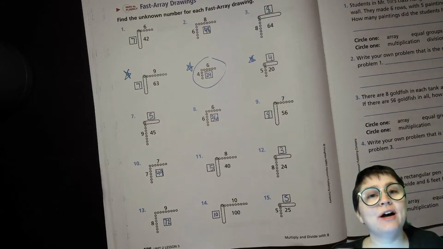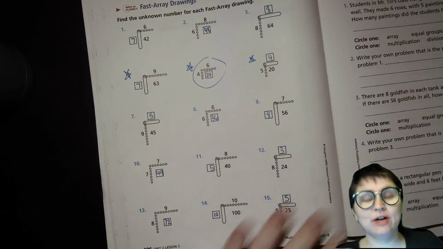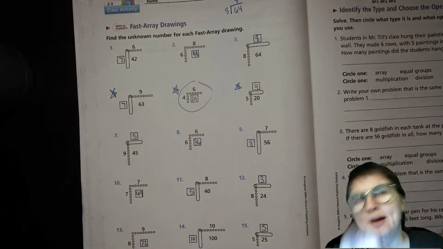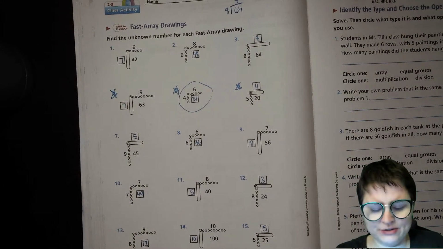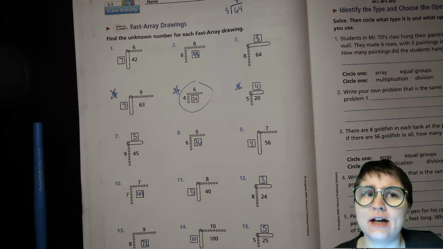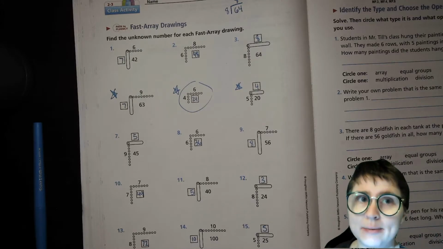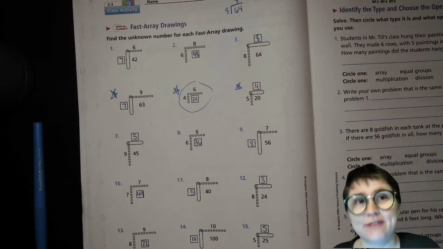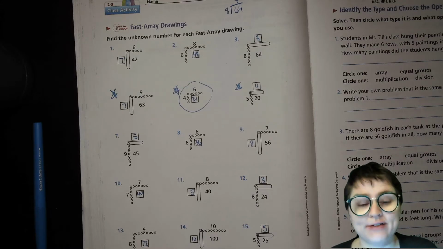Now, hopefully you got all 15 correct. If you got less than 10 correct, or really less than like 13 correct, that really means you have a lot of practicing to do. So make a plan, start practicing, get a family member on board, and practice your math facts, okay?